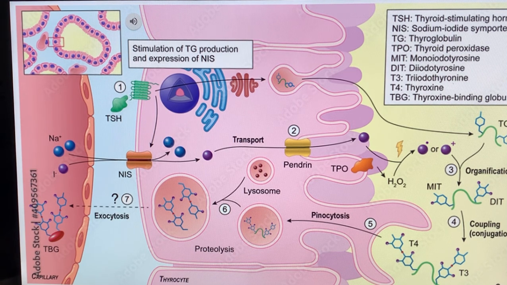Most are bound to thyroxine binding globulin. About 20% of the thyroid hormone released from the thyroid is T3 and 80% is T4. T3 is considered the active form. Most of T4 is converted into T3.